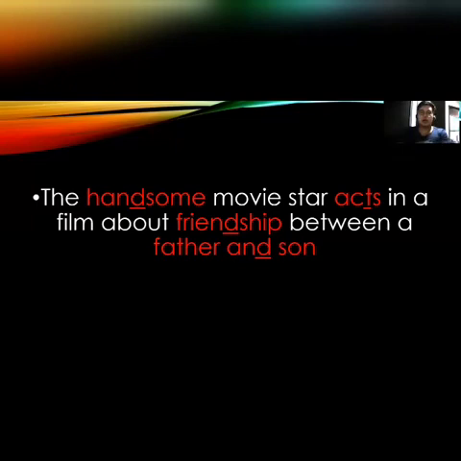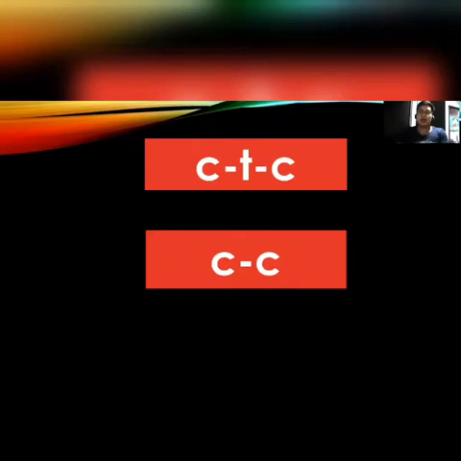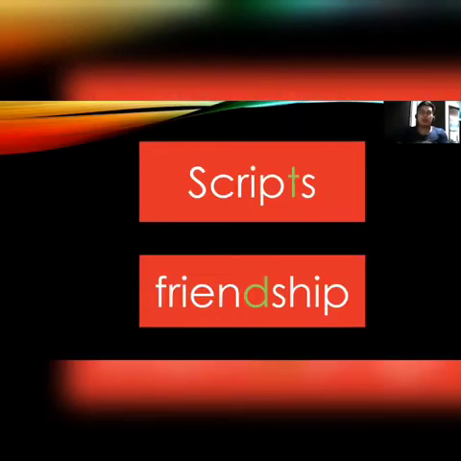Whenever T or D stands between two consonants and at the end of a syllable, it is elided, meaning it is not pronounced. For example, instead of saying scripts, we say scrips. And instead of friendship, we say friendship without the D. Let's practice the pronunciation of the following words using T and D elision.